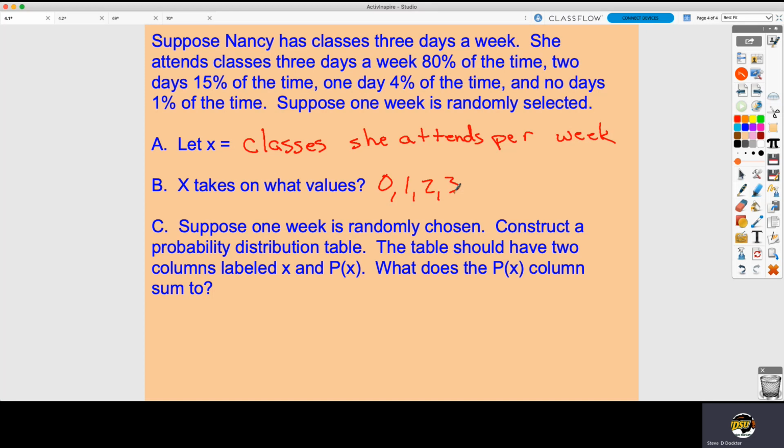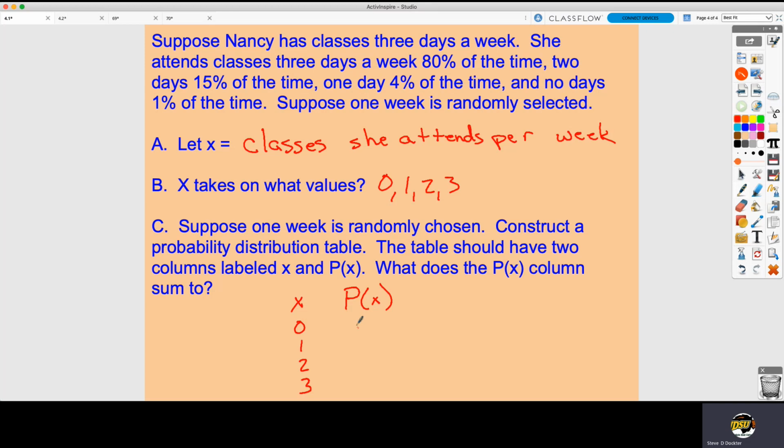All right, and then letter C says, suppose 1 week is randomly chosen. Construct a probability distribution table. The table should have 2 columns labeled X and P of X. All right, so our X values, as we just said, were 0, 1, 2, and 3. When you do this, technically you can go in any order you want, but you do want to make it the most legible. So normally we go from least to greatest and something like that.